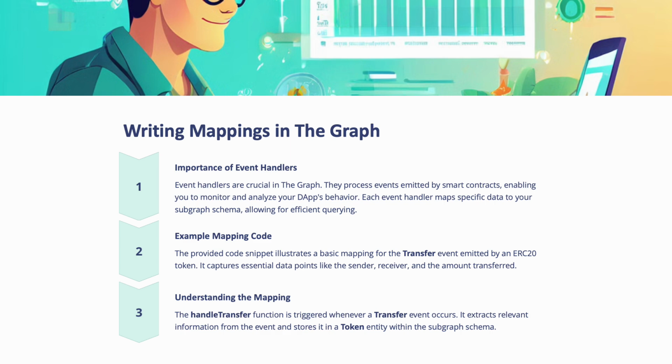Writing mappings in the subgraph. In The Graph, event handlers are key to monitoring your DApp's behavior. They process the events emitted by your smart contracts and map them to your subgraph schema. For example, if you are monitoring an ERC20 token, you write a mapping for the transfer event to track who is sending and receiving tokens and how many tokens are being transferred. The data can then be queried through The Graph API.